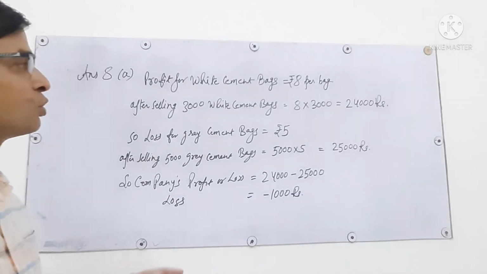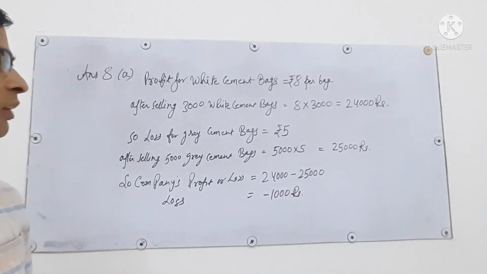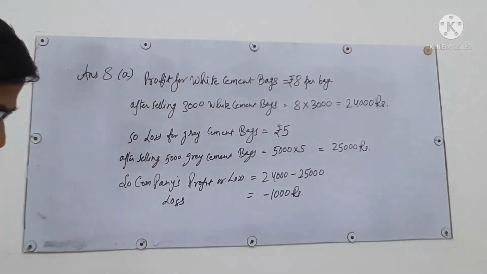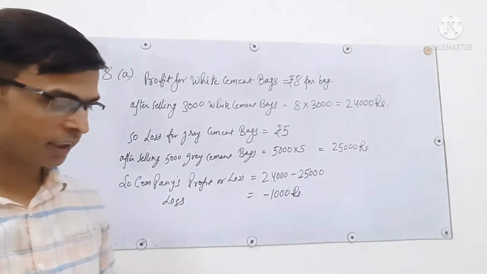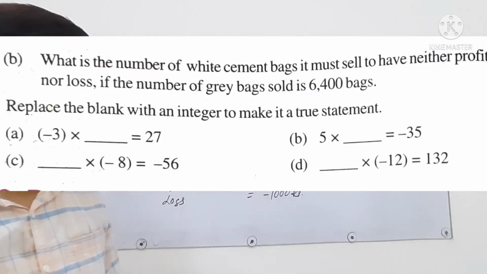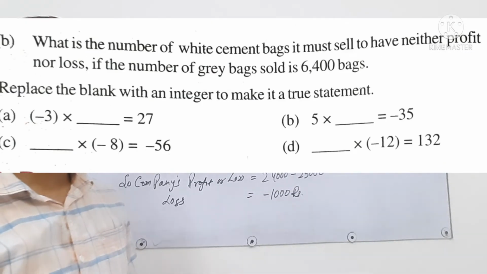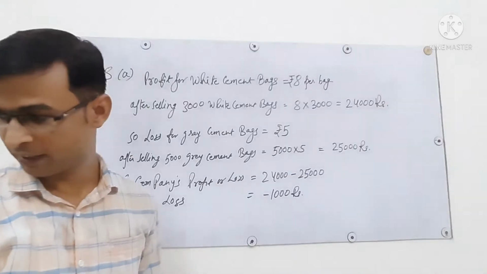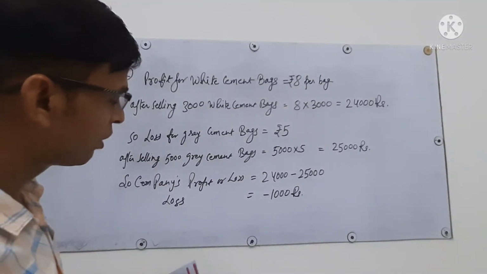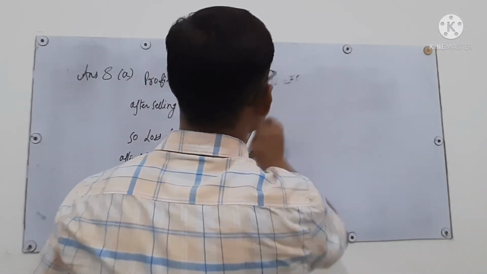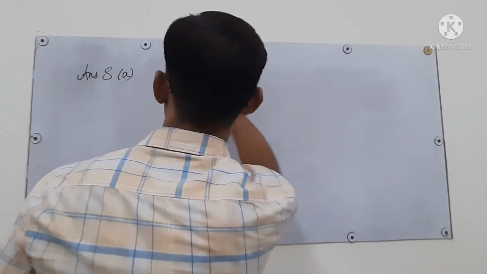Okay, so you can note it from my sheet here also, and you can easily solve it in your notebook also. Okay students, now we will do its second part, and in the second part it is given: what is the number of white cement bags it must sell to have neither profit nor loss, if the number of grey bags sold is 6400 bags. Okay, so we have to find in this question the number of white cement bags. So it is very easy, and you just look at my blackboard how I am doing it.